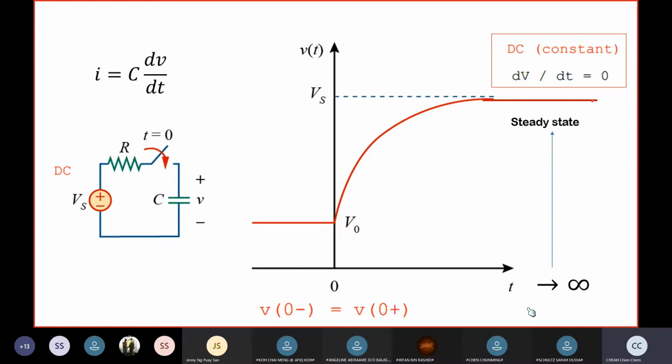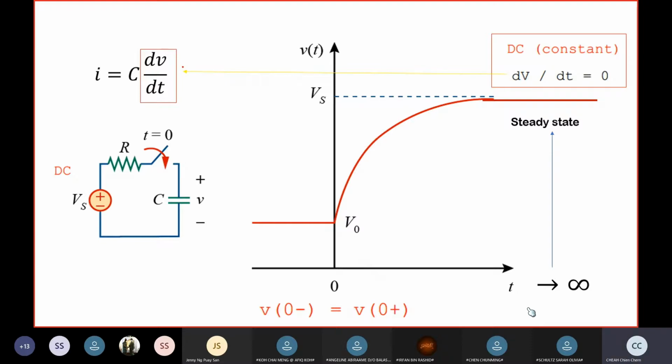And for steady state, usually we put t equal to infinity. Why? Because at infinity, surely it has reached steady state. So if you see infinity, we're referring to the steady state. Now, if dV/dt is equal to 0, then obviously your current will be equal to 0. This is also quite easy to understand.